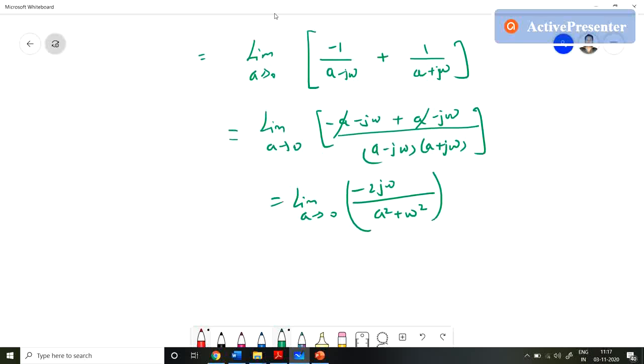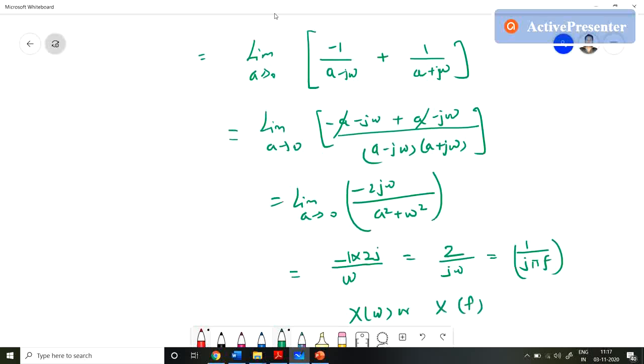Now if we apply the limit a tends to 0, what do we get? We get 1 divided by omega, multiplied by minus 2j. So we get 2 divided by j omega, and it is nothing but 1 divided by j pi f. So X of omega, or X of f, is equal to 1 divided by j pi f.